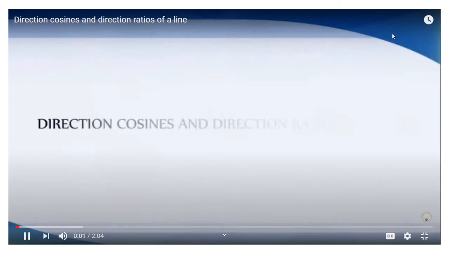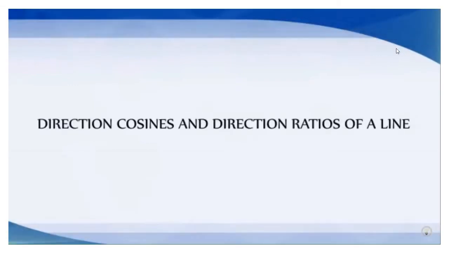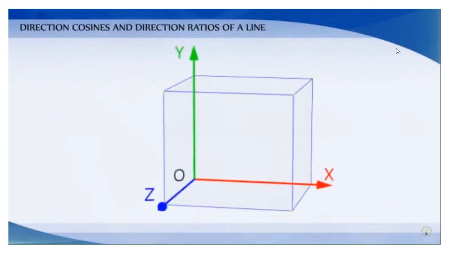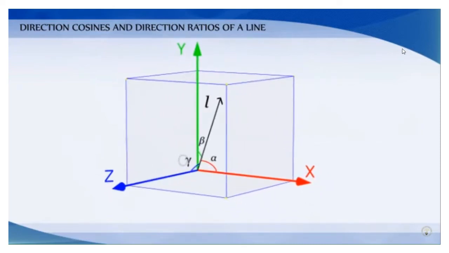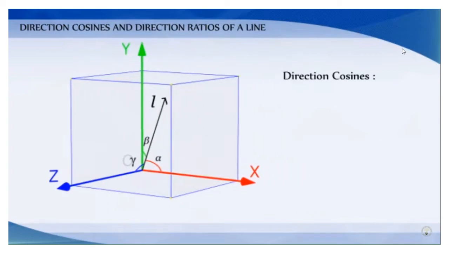Direction cosines and direction ratios of a line. If a directed line L passing through the origin makes angles alpha, beta and gamma with x, y and z axis respectively, called direction angles, then cosine of these angles, namely cos alpha, cos beta and cos gamma, are called direction cosines of the directed line L.